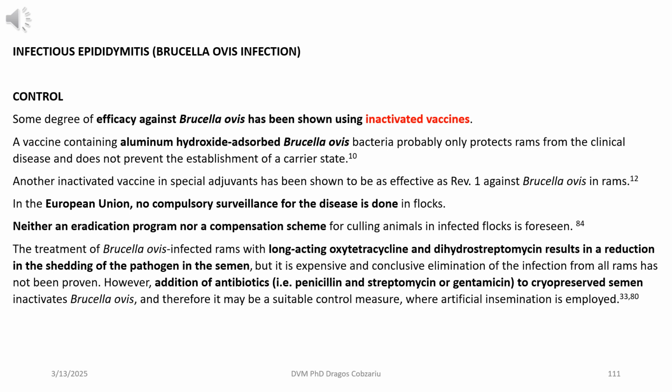The treatment of Brucella ovis infected rams with long-acting oxytetracycline and dihydrostreptomycin results in a reduction in the shedding of the pathogen in the semen, but it is expensive and conclusive elimination of the infection from all rams has not been proven. However, addition of antibiotics to cryopreserved semen inactivates Brucella ovis, and therefore it may be a suitable control measure where artificial insemination is employed.